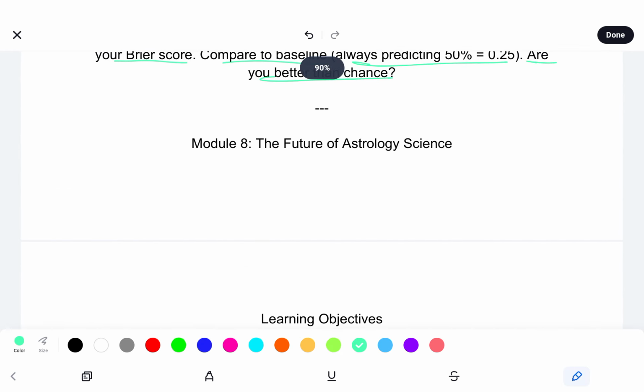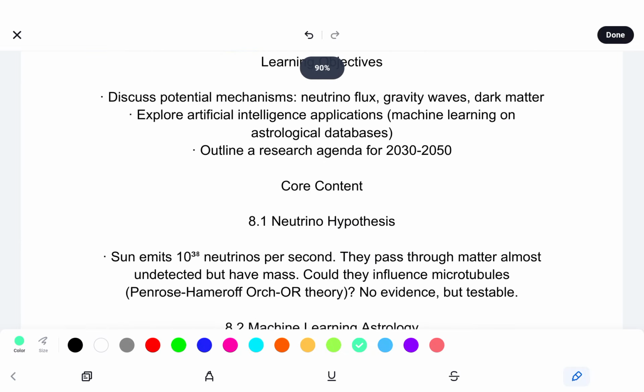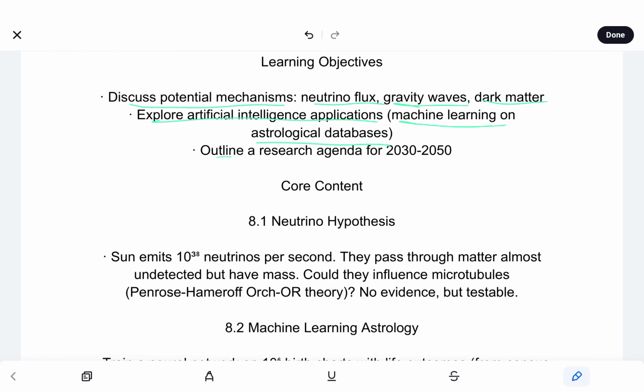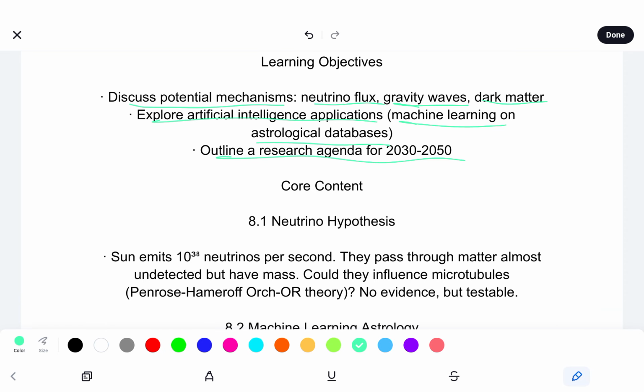All right, and our last module here is the future of astrology science. Discuss potential mechanisms: neutrino flux, gravity waves, dark matter. Explore AI applications, machine learning on astrological databases, and outline a research agenda for 2030 through 2050.